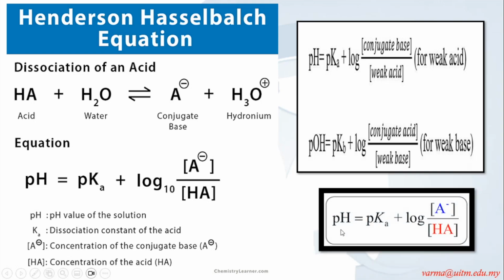So what you're going to remember is this. pH is equal to pKa plus log of conjugate base divided by weak acid. Remember this, okay? You have to be able to write this as the Henderson-Hasselbalch equation. The upper part will be the conjugate base, the lower part will be the weak acid. How do you get the conjugate base and weak acid? It's from the dissociation of a weak acid.